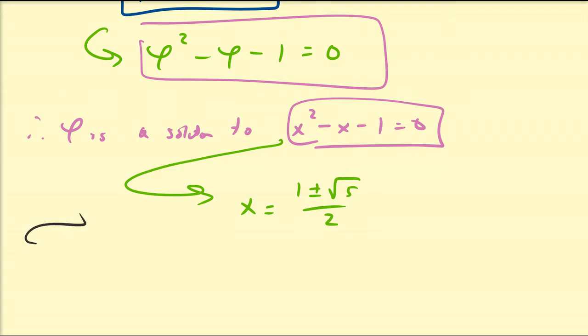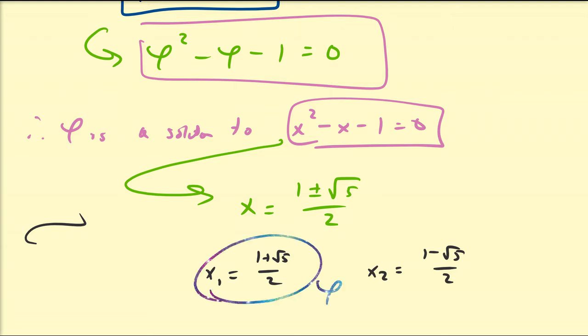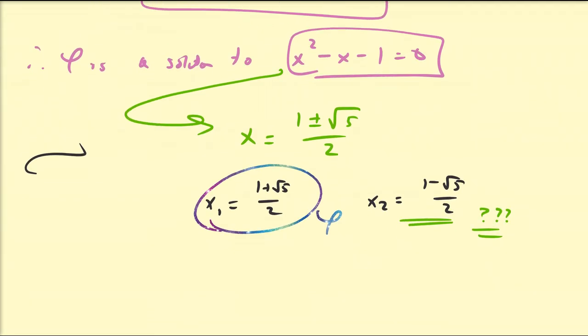So what about the other solution, (1 minus the square root of 5) over 2? So x1 is (1 plus the square root of 5) over 2, and x2 is (1 minus the square root of 5) over 2. So x1 is phi. Is there anything special about x2? Well, we'll get to that later. Alright, so let's look at another example of phi. Let's do the reciprocal of it.